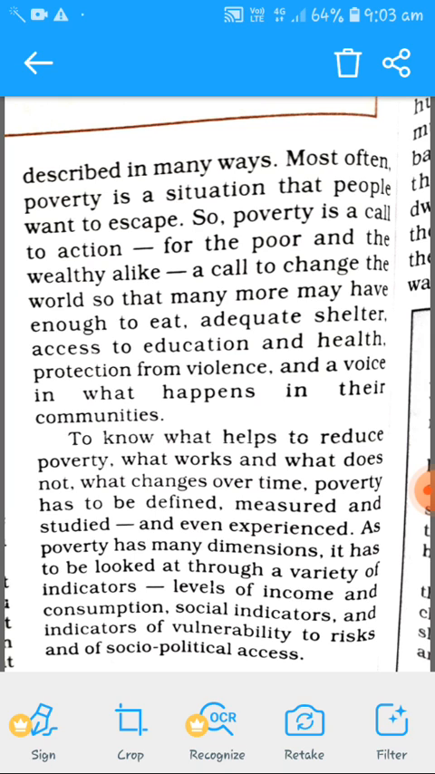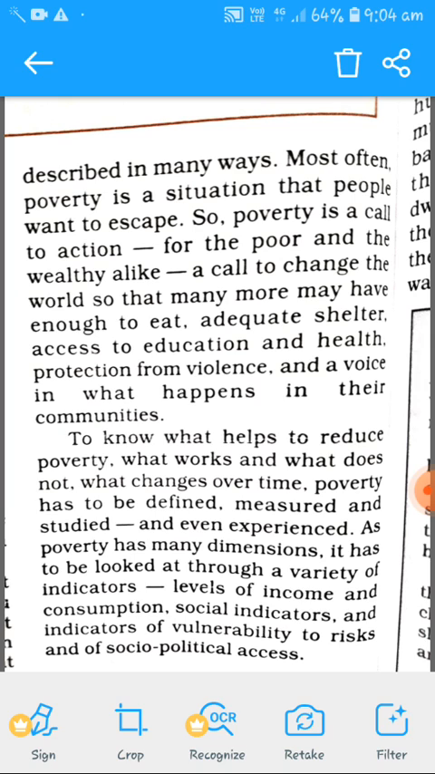Okay? So in other words, we can also say that poverty is a situation which everyone wants to escape from. वो किसी को भी चाहिए नहीं होता है poverty. आप गरीब होना चाहता है क्या? No one wants to be poor. ठीक है ना? So ये एक situation है जिससे सब लोग भागना चाहता है.